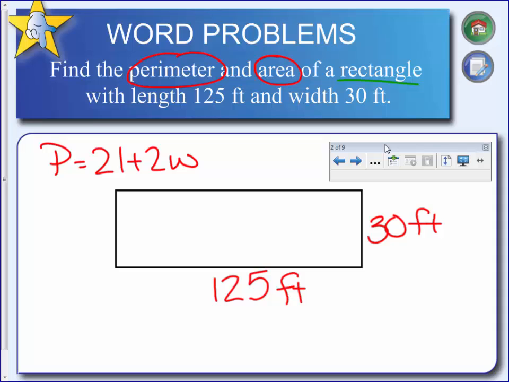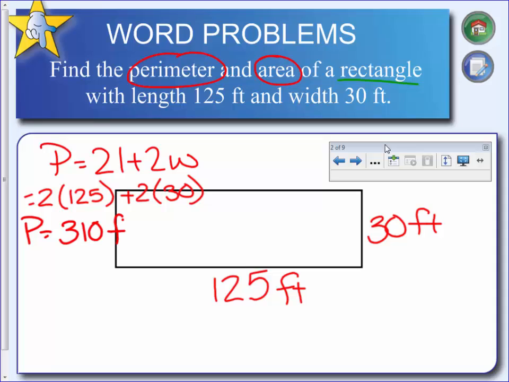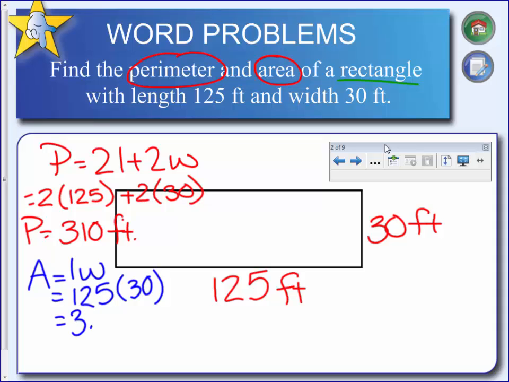When you plug it into the formula, 2 times 125 plus 2 times 30. You do your algebra work. You should get the perimeter of this rectangle to be 310 feet. So don't forget about the units. For area, the area formula is just length times width. So go ahead and plug in your dimensions, 125 times 30. The area of this rectangle is going to be 3,750, and now with area, the unit is always squared, so it's going to be feet squared.